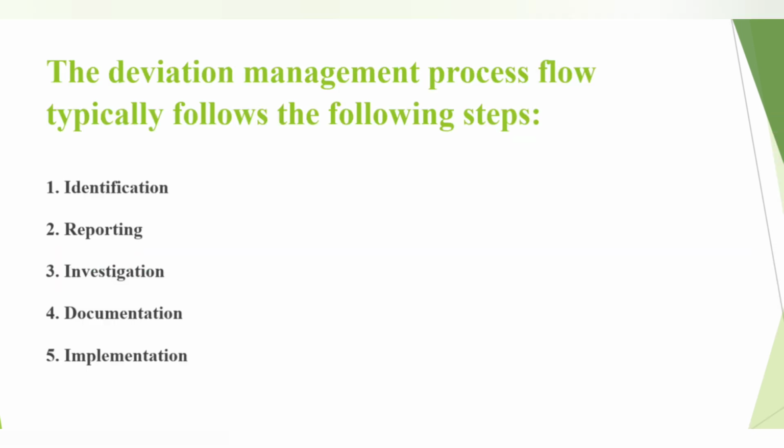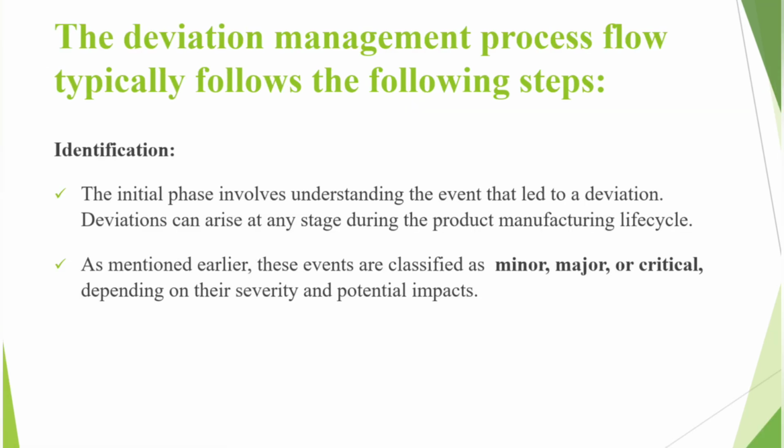Let's go next. The deviation management process flow typically follows these five steps. First, identification. Second, reporting. Third, investigation. Fourth, documentation. Fifth, implementation. First, identification. The initial phase involves understanding the event that led to a deviation. Deviations can occur at any stage during the product manufacturing life cycle. As mentioned earlier, these events are classified as minor, major, or critical, depending on their severity and potential impact.